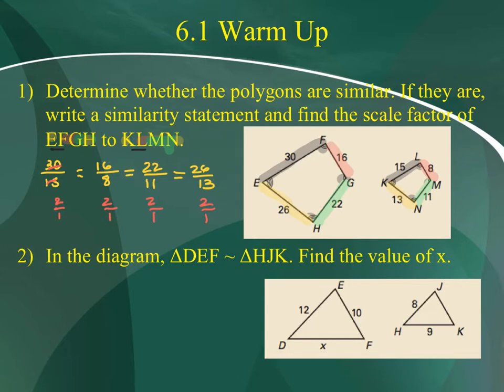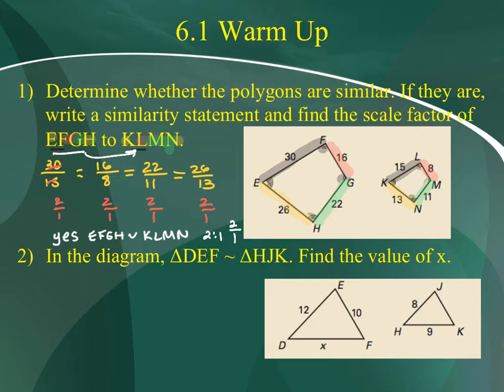Because these do all simplify to that same scale factor, these are similar. So EFGH is similar, which is that little squiggle, to KLMN. And the scale factor would be 2 to 1 or 2/1. You could write it either way. It can't be 1 to 2 because of the order of the letters, right? You said this one to that one, so you want to make sure you go in the order that it's asking.